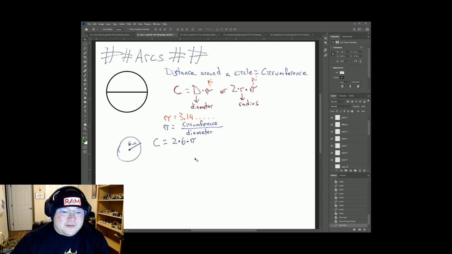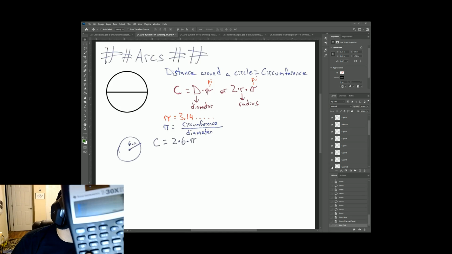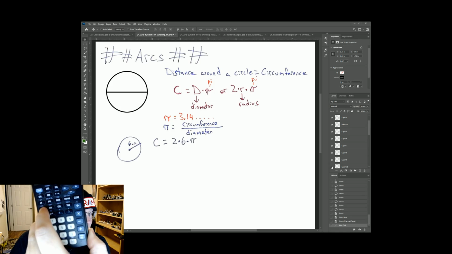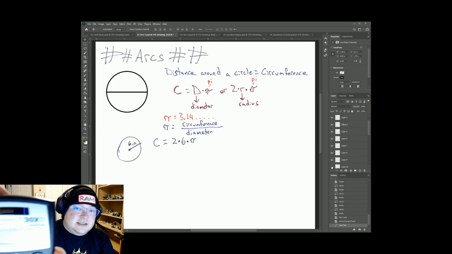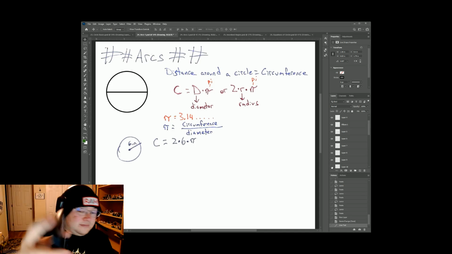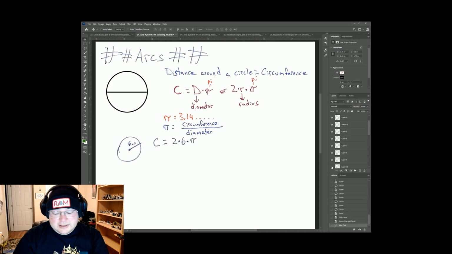All you'd have to do is circumference equals 2 times 6 times pi. In a calculator, there is a handy-dandy pi button on most calculators. So you just do 2 times 6 times pi, and you'll get 37.7 basically. I don't think I have autofocus on my camera, which is probably not a good thing, but oh no, autofocus is on. Anyway, 2 times 6 times pi.